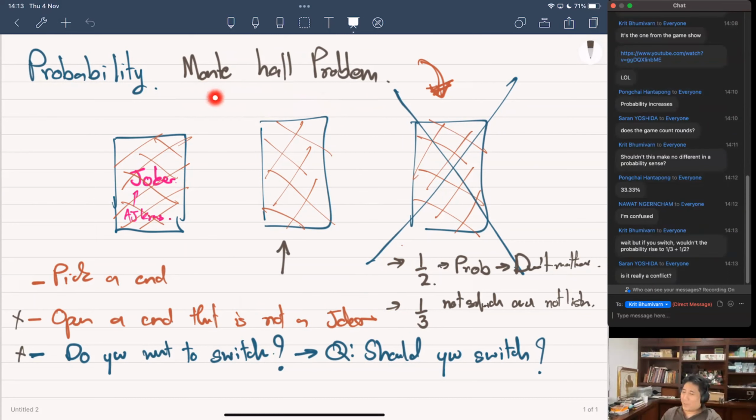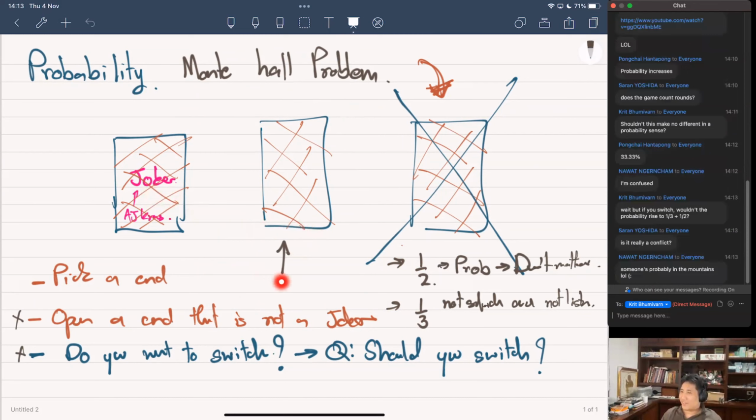The problem that we're asking about is the Monty Hall problem. You have 3 cards. One of them is a joker. You don't know which one, but I know. Okay, you pick a card, and then I open a card that is not a joker. I guarantee to have at least one of those. Okay, and then I ask, do you want to switch your choice or not?